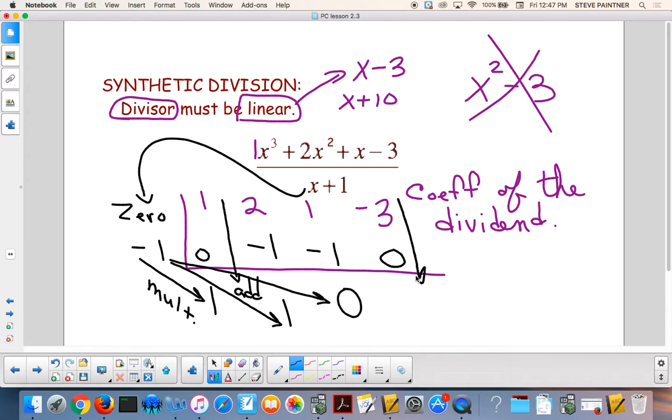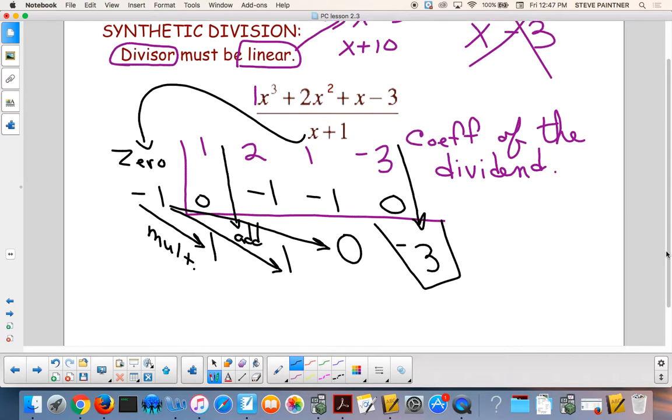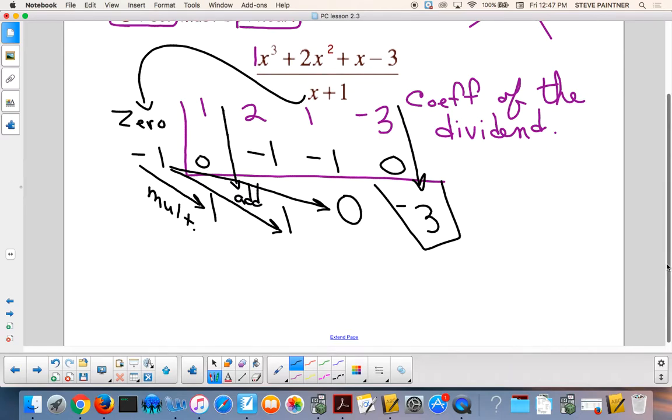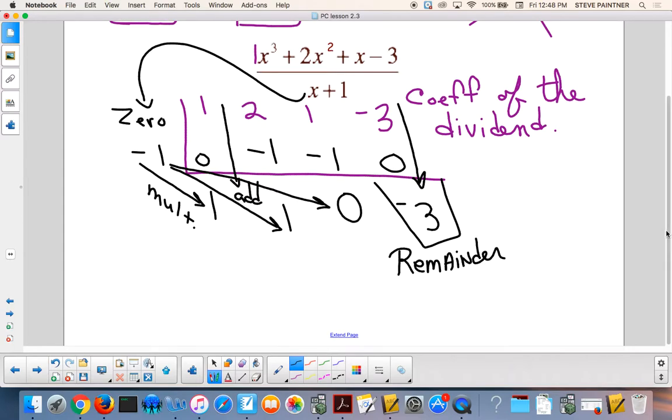Straight down. Add. What is it? -3. The last number, put it in a box. And tell yourself, what's that number mean? Remainder. There you go. The last number is the remainder. Okay, so that's your remainder.